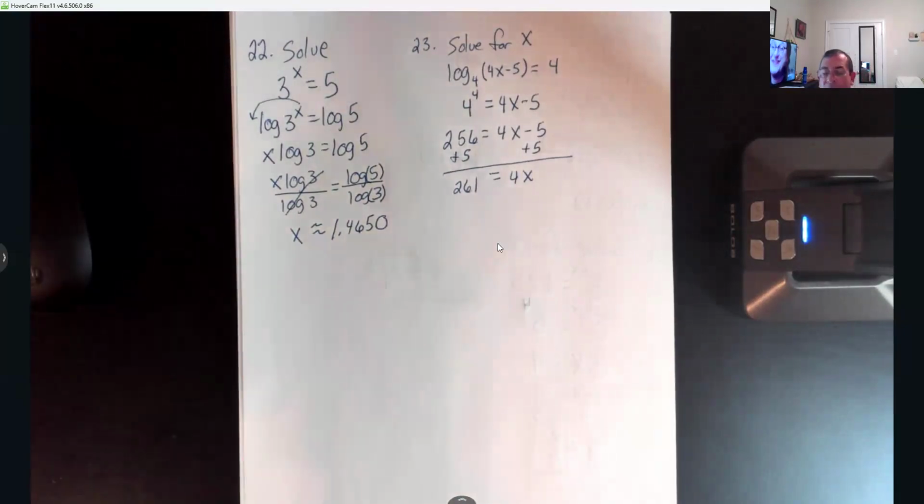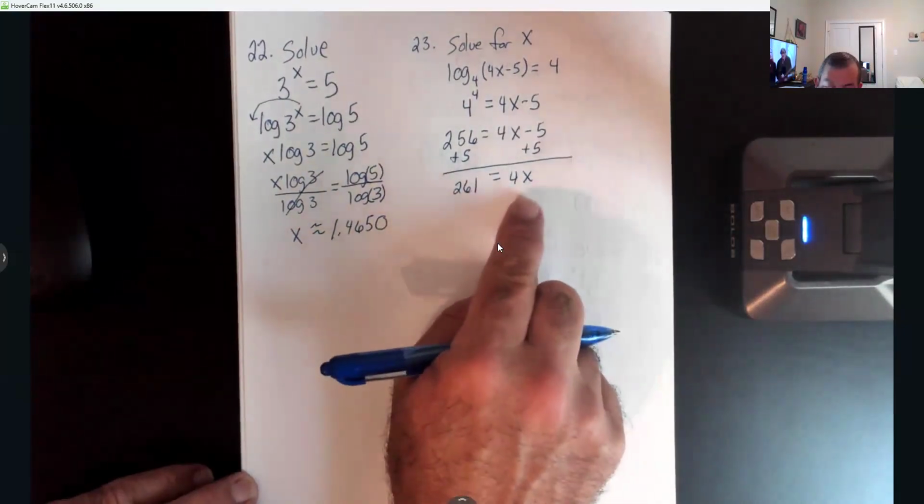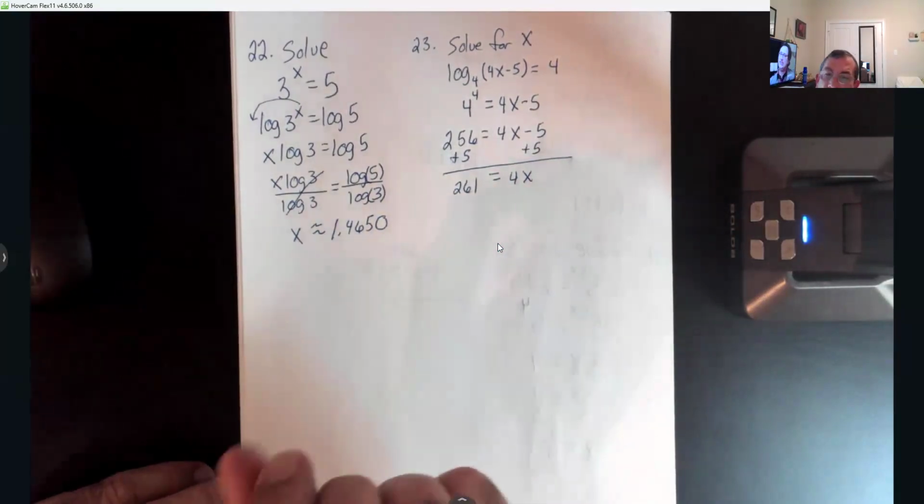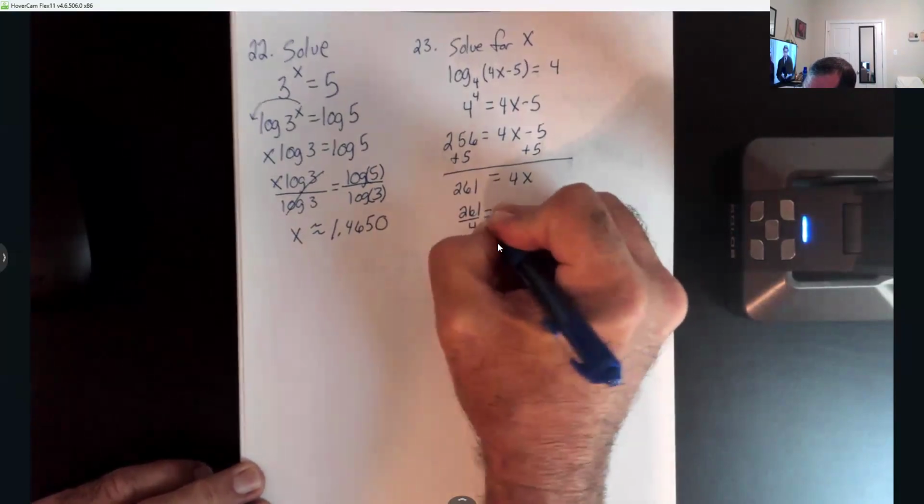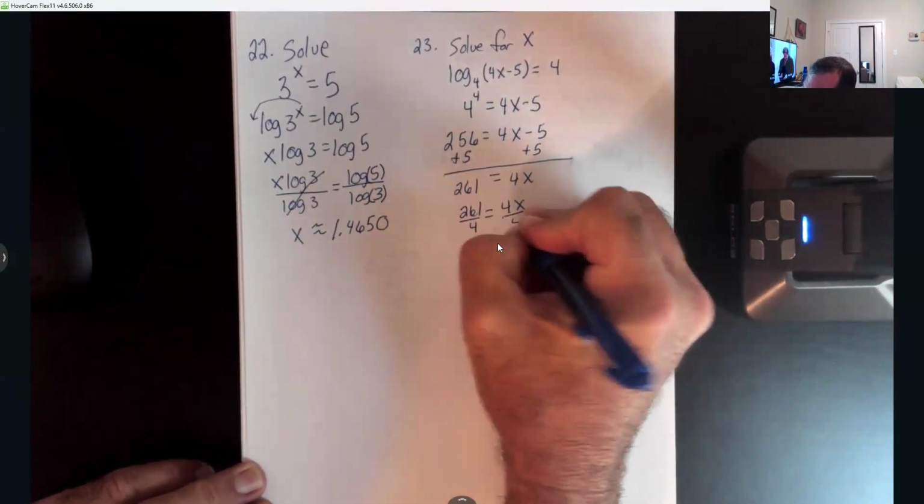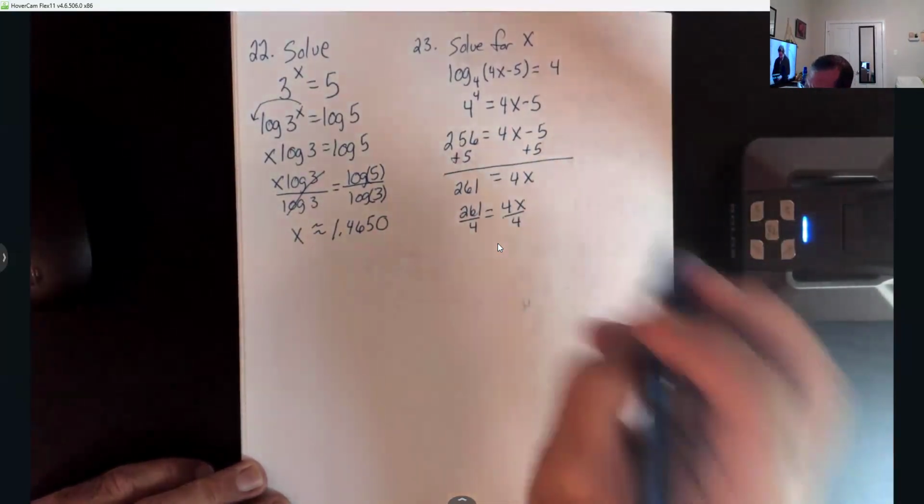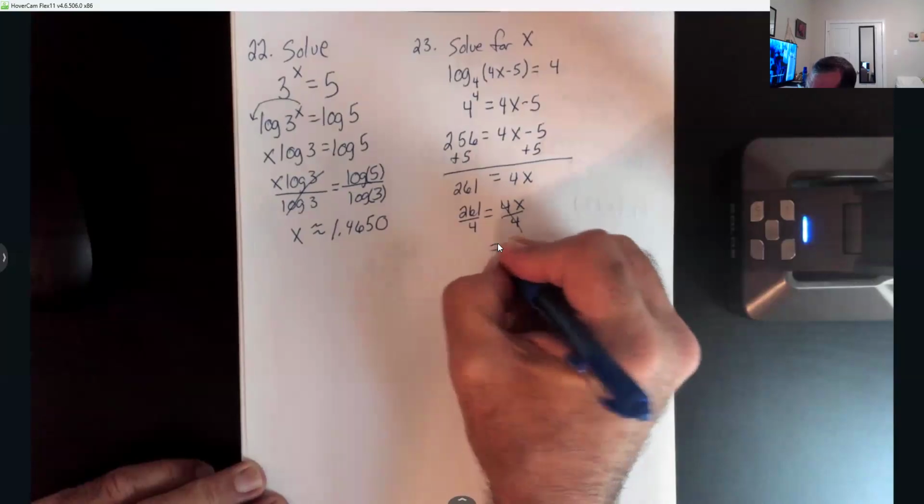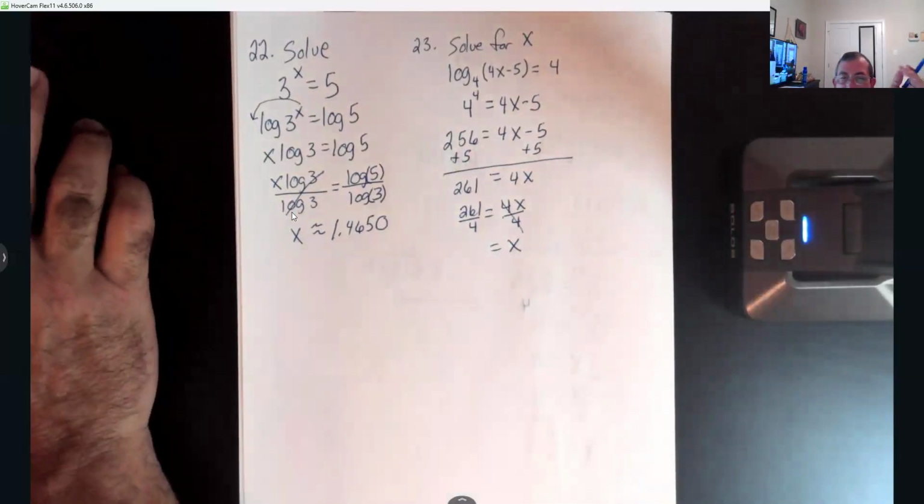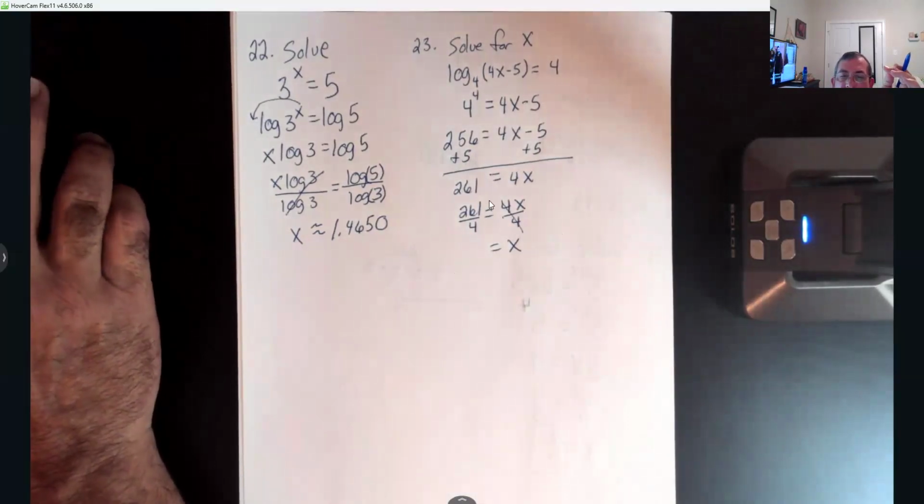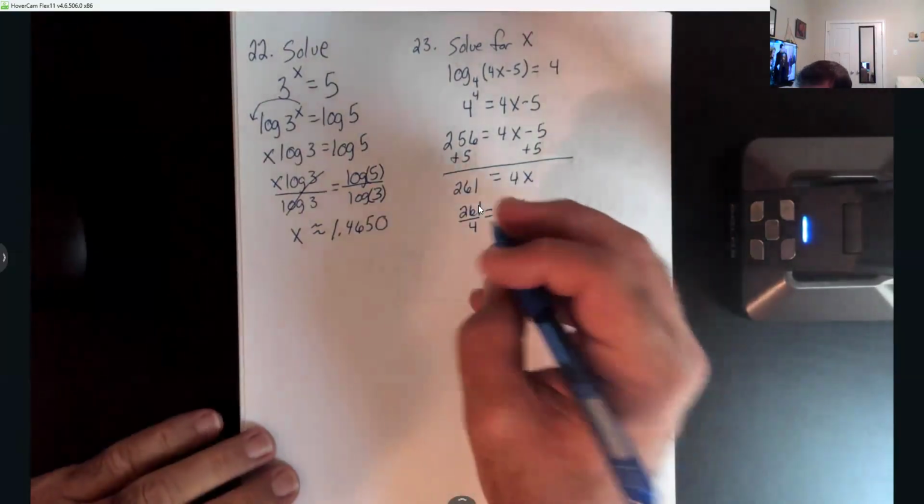And then divide everybody by 4. Oh, y'all, here you go. That cancels, giving me my x. Oh, y'all, I don't think 261 over 4 is going to reduce. So that'd be my final answer.